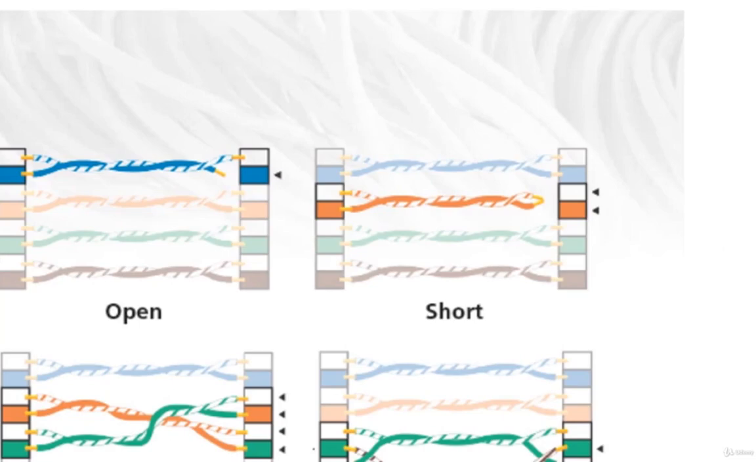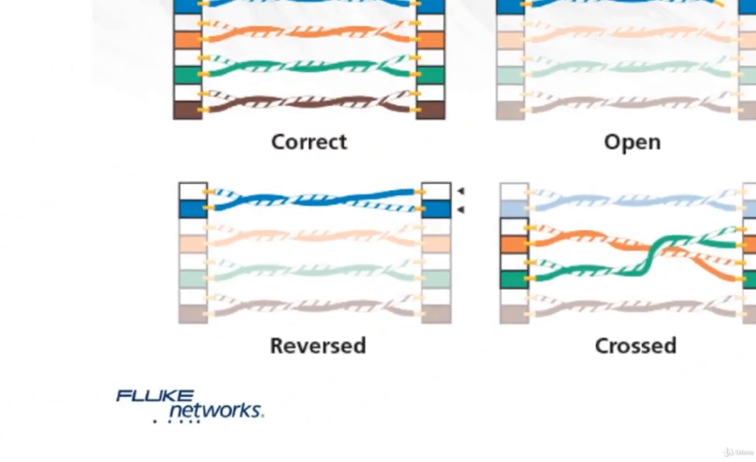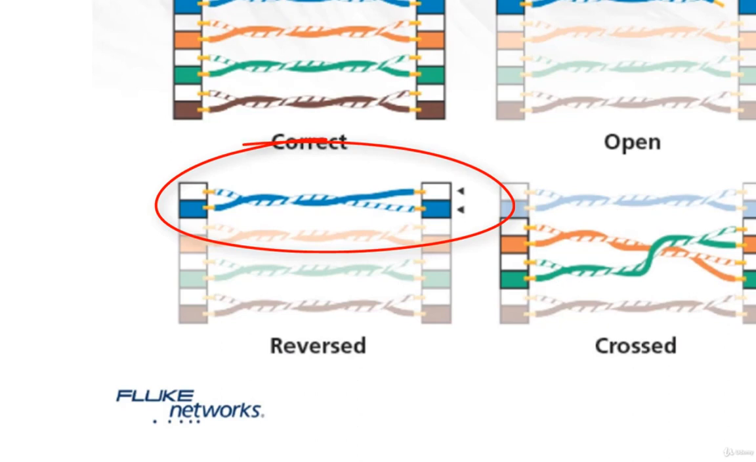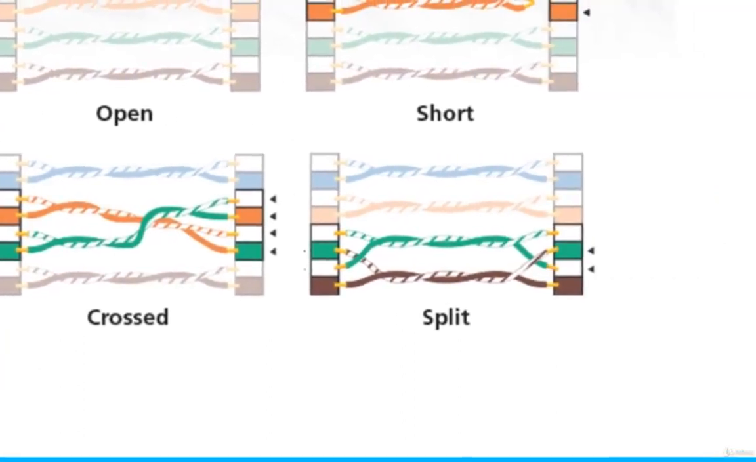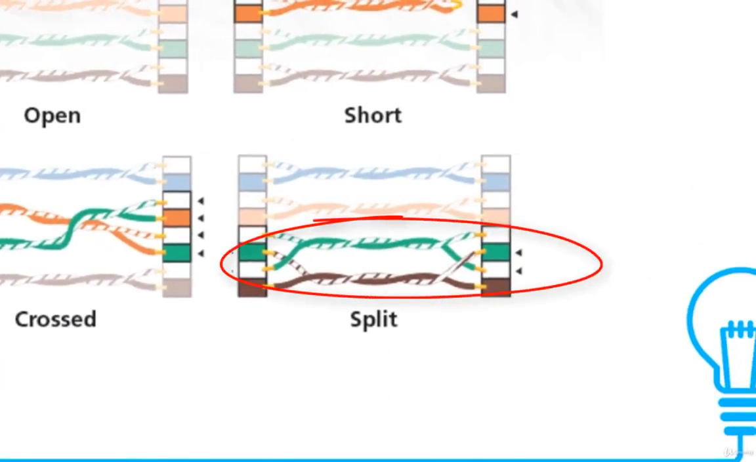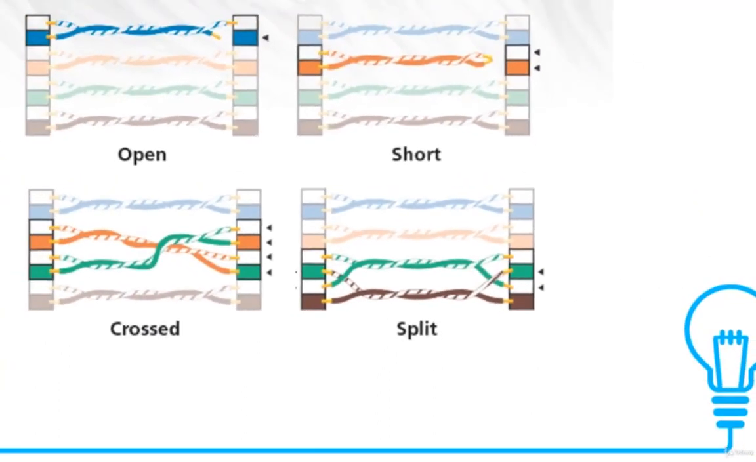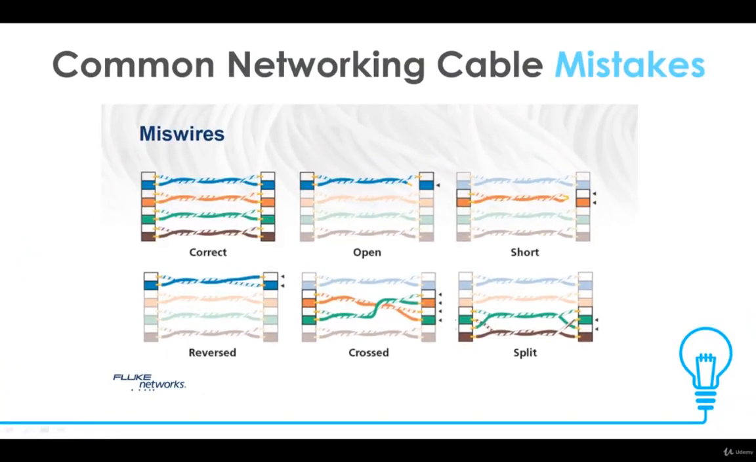Next up is a short miswire, where two of your pairs are actually touching each other. Then you get a reversed miswire, and that's actually something that we tested way back when we built our first cable. Then you get a crossed miswire. You can obviously see what happened there. And you get a split miswire as well. So those are the most common miswires that you can find.